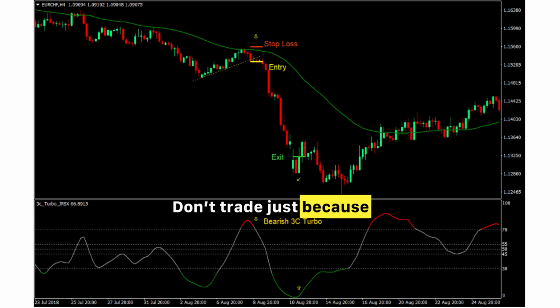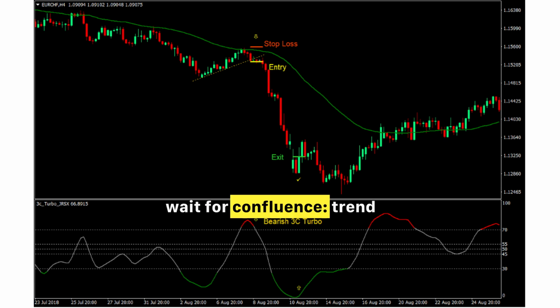Don't trade just because you see a breakout. Wait for confluence. Trend plus retracement plus oscillator reversal plus breakout. And always risk only a small portion of your account, 1 to 2%, per trade.